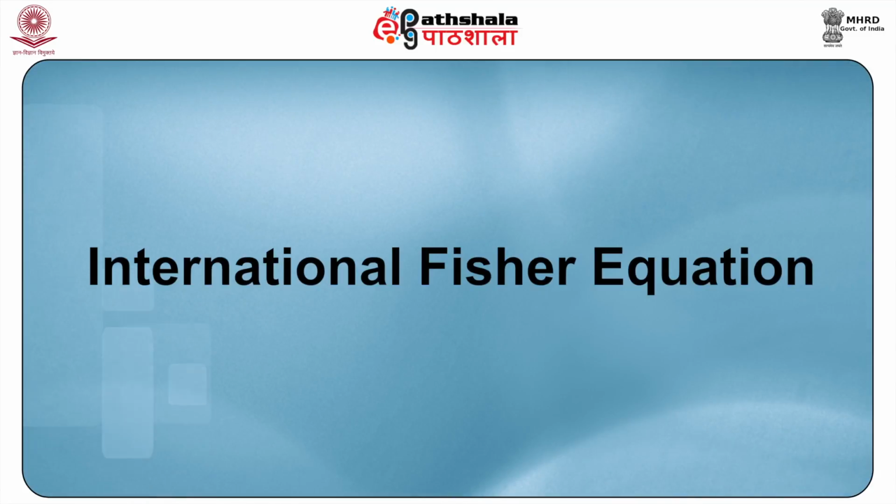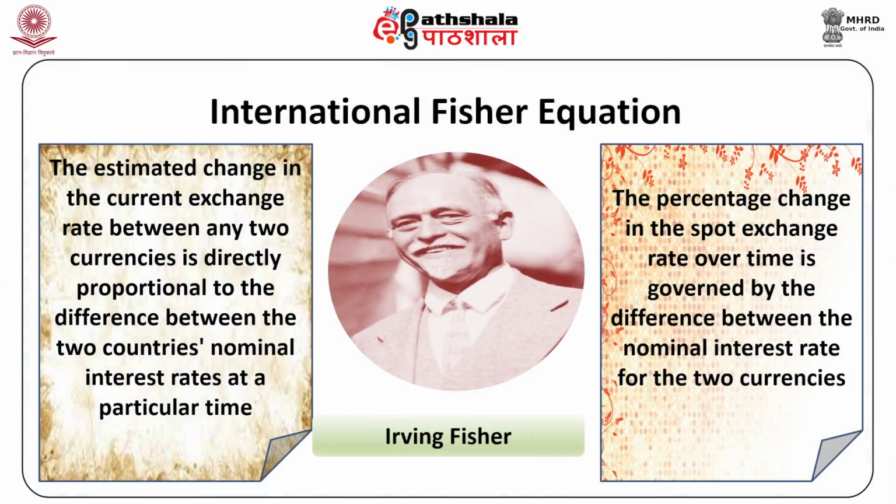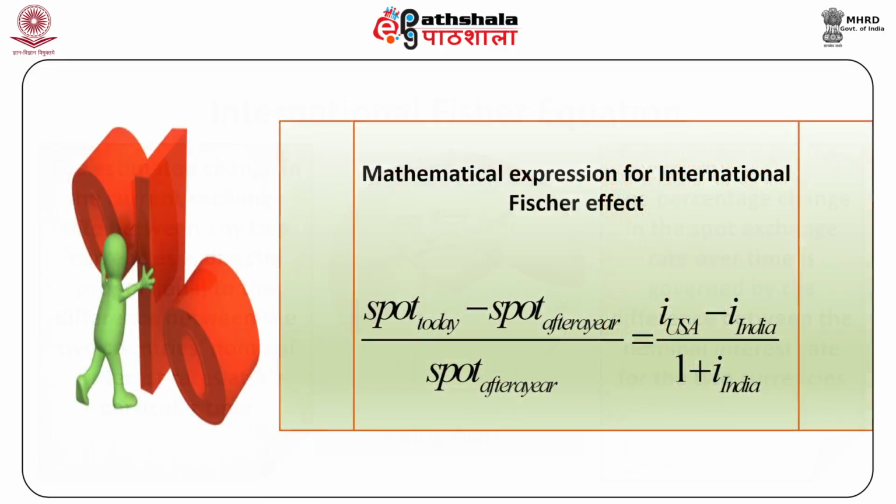International Fisher equation. The international Fisher effect postulates that the estimated change in the current exchange rate between any two currencies is directly proportional to the difference between the two countries' nominal interest rates at a particular time. In other words, the percentage change in the spot exchange rate over time is governed by the difference between the nominal interest rates for the two currencies. Mathematically, the international Fisher effect is expressed as spot today minus spot after a year divided by spot after a year is equal to interest rate in USA minus interest rate of India divided by 1 plus interest rate of India.